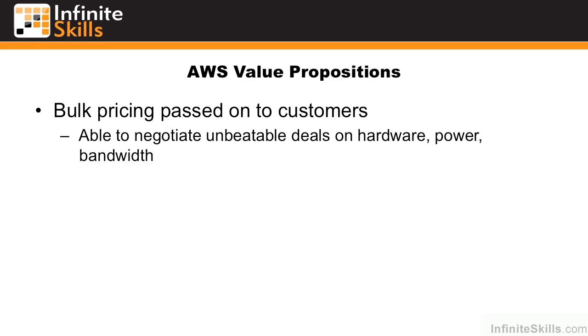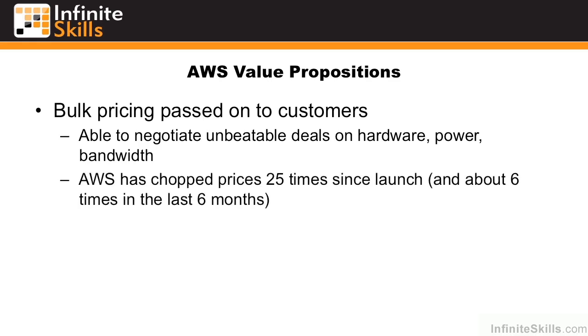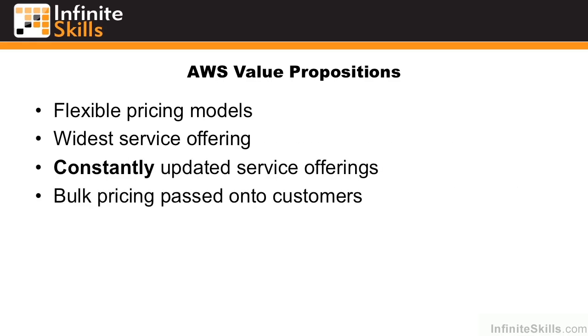As we stated before, Amazon is able to negotiate unbeatable deals on hardware, power, and bandwidth, and they pass that bulk pricing on to customers. They have literally chopped their prices 25 times since launch, just about 6 times in the last 6 months. This lesson has been on AWS's value propositions.